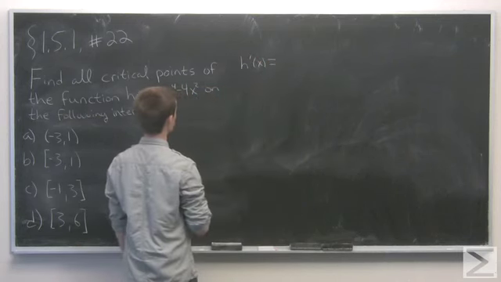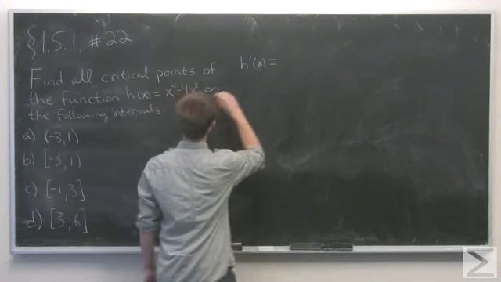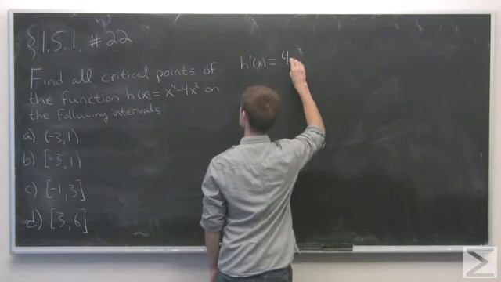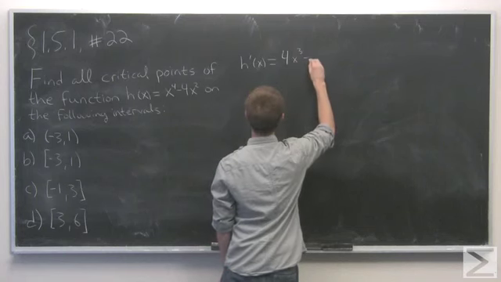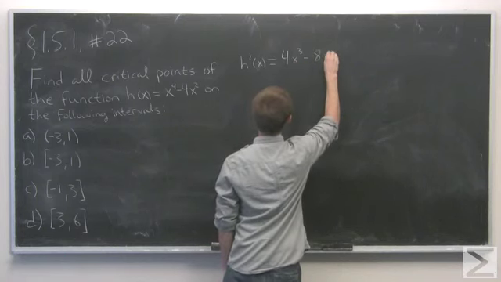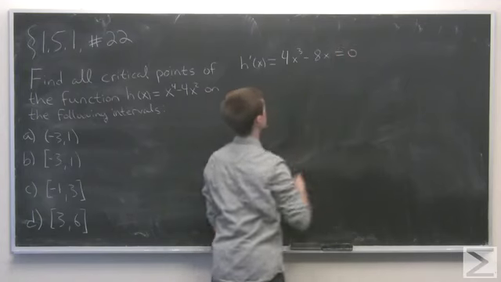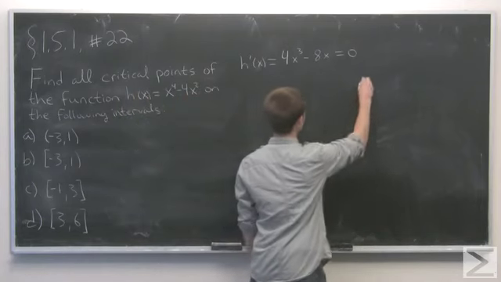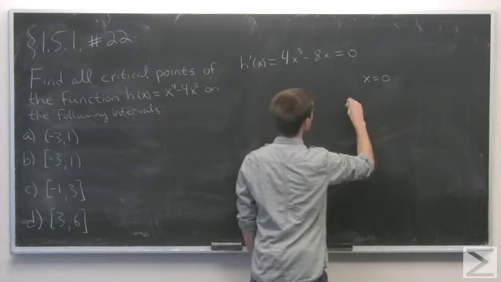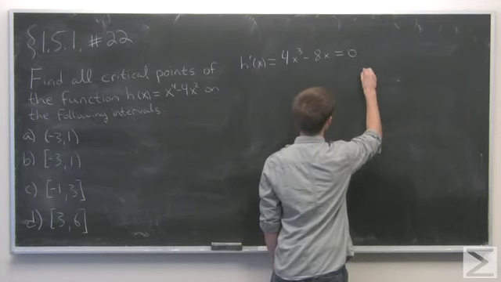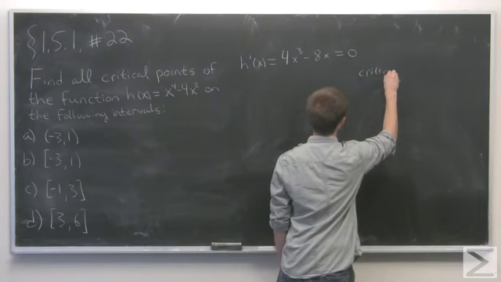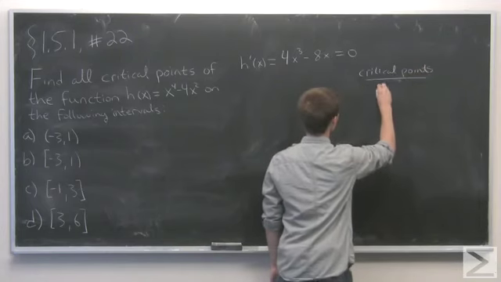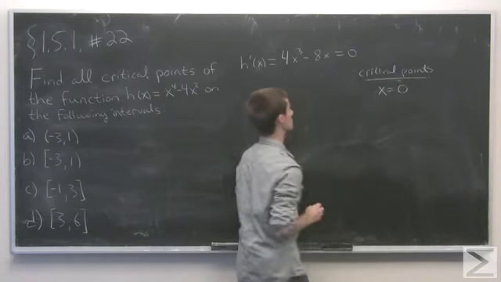So we compute the derivative of h, and using the power rule we get 4x cubed minus 8x, and now we set this equal to 0. Of course, one option is x equals 0. So we start a list of all of our critical points, and the first one is x equals 0.